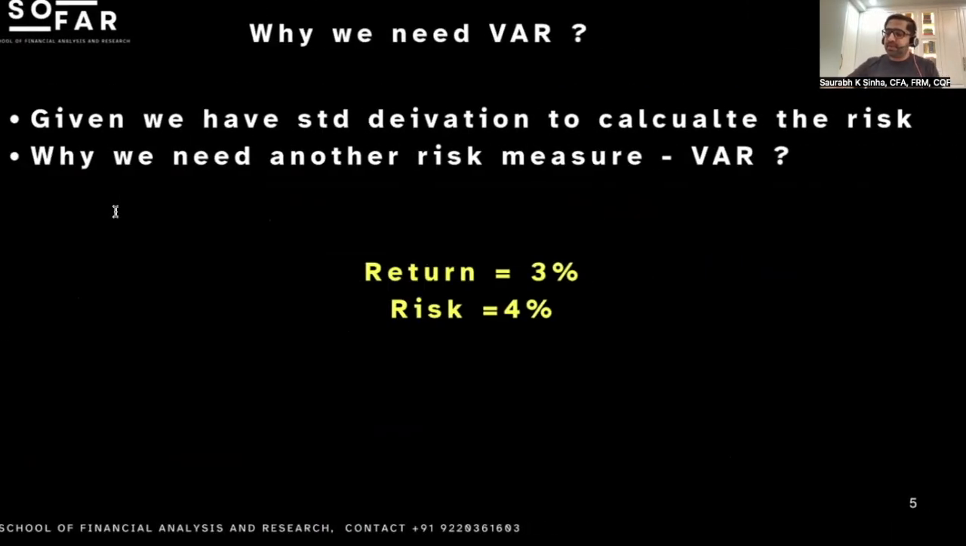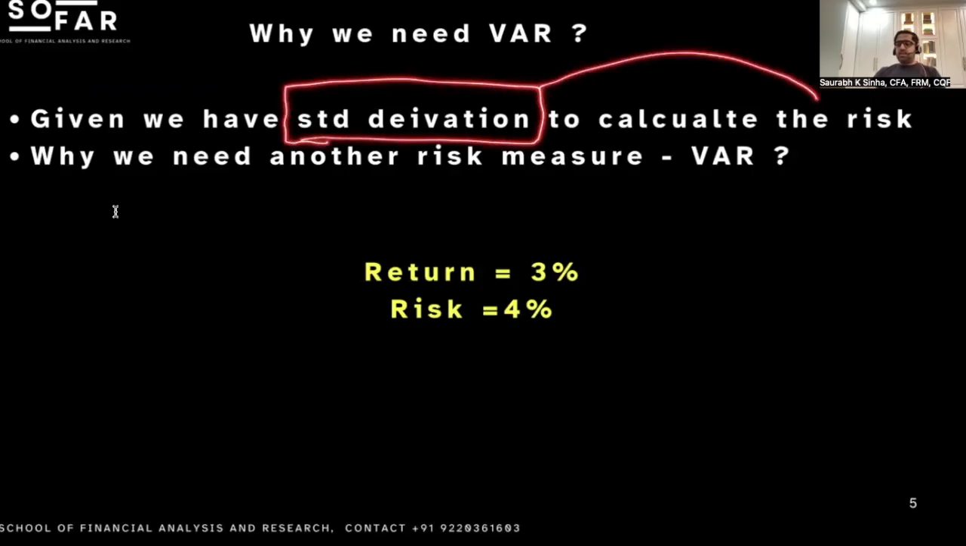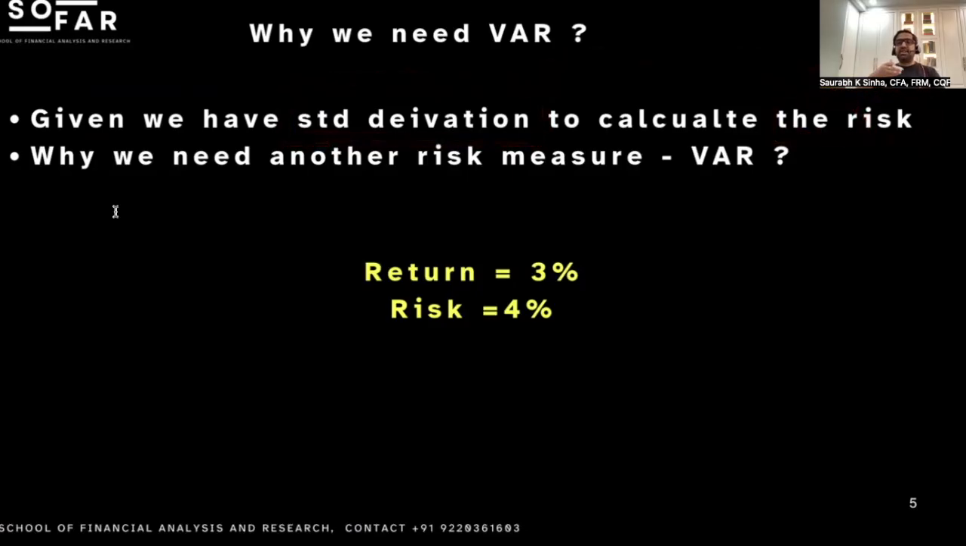So let's answer the first question. Why do we need VaR? We have a very good measure, that is standard deviation, from quantitative analysis session 1, where we discussed why standard deviation is called the measure of risk. Why is it called a measure of risk? Anyone? In one line, one word? Because it is able to quantify uncertainty. It is able to quantify uncertainty.